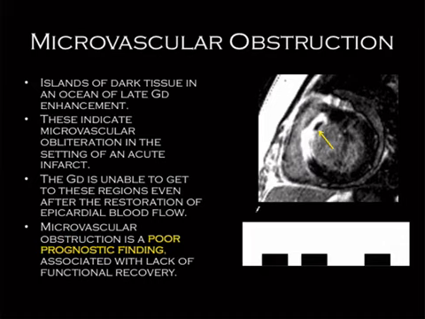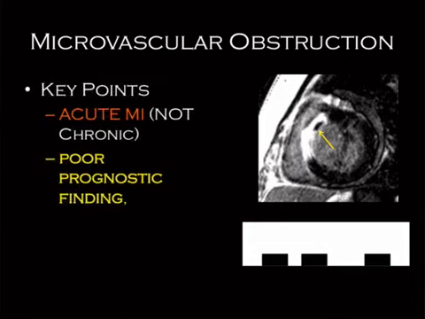So this is sort of a diagram of what this is supposed to look like. You basically have these little islands of tissue that's not getting the gadolinium in an ocean of infarcted tissue. So what do you need to know about this? There's two things. One, that it occurs in an acute setting, not chronic. Eventually this is going to go away and the whole thing's going to be scar. And the second one is that it's associated with poor recovery. It's a poor prognostic sign.